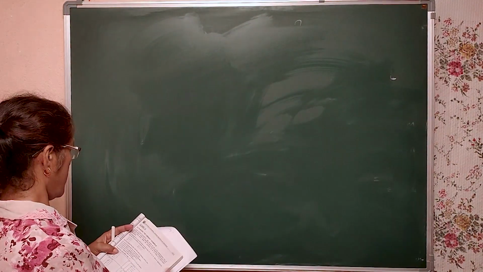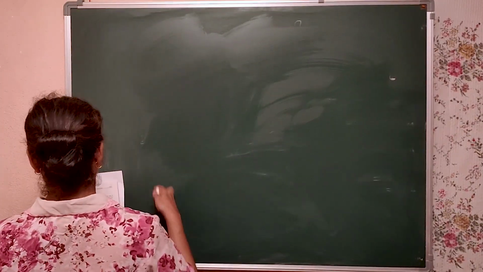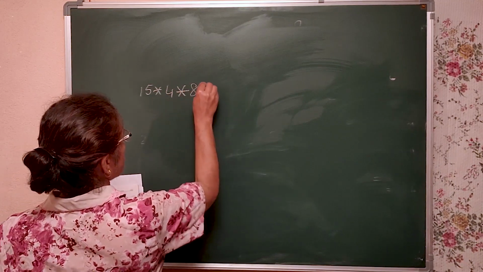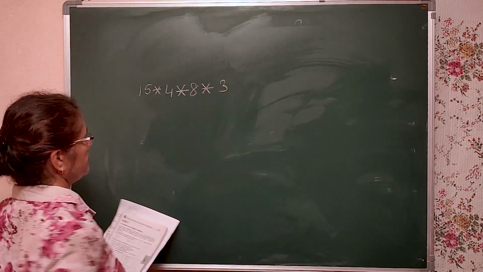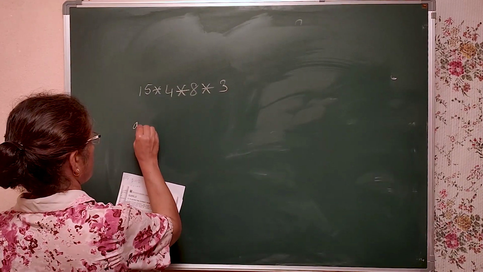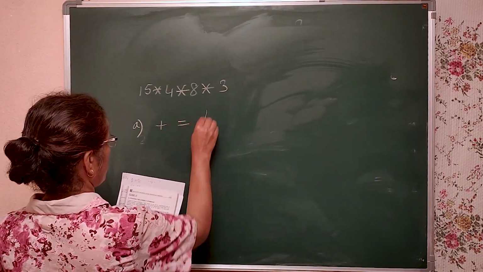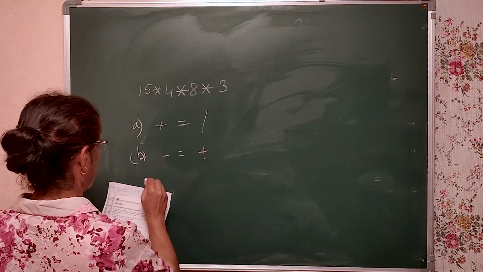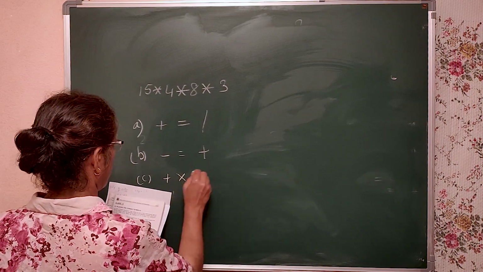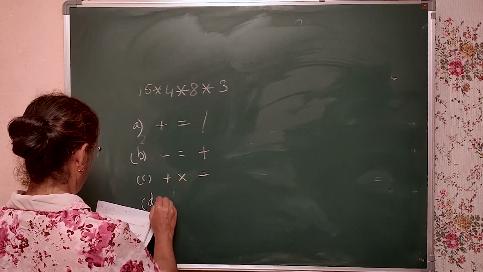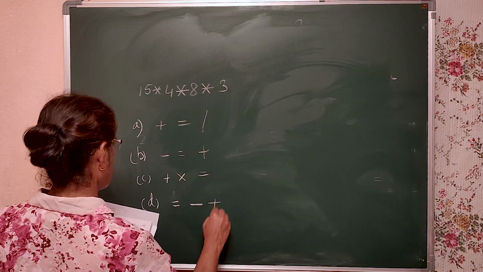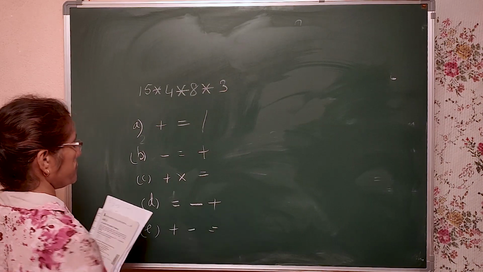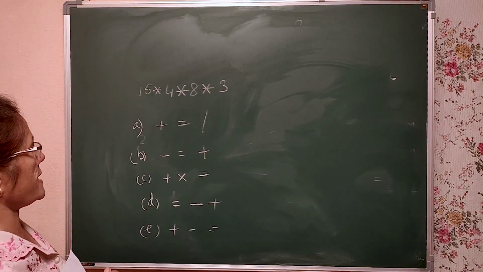15 star 4 star 8 star 3, and the options are: A, plus is equal to division; B, minus is equal to plus; C, plus into is equal to; D, is equal to minus plus; E, plus minus is equal to. Now you have to go from the options.